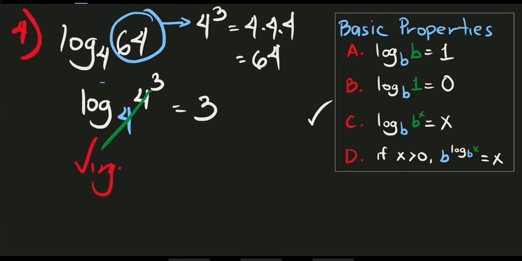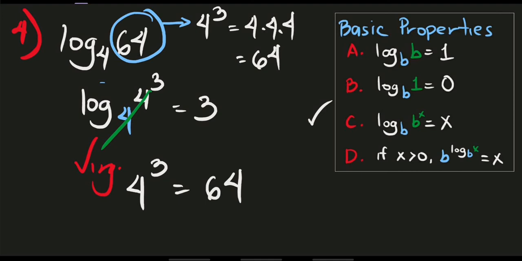So let's check. Let's transform our original expression into its exponential form. Again, let's copy our base. We have this base is 4, and that is raised to our answer. Our answer is 3. And that is equal to the logarithm of the number, which is 64.